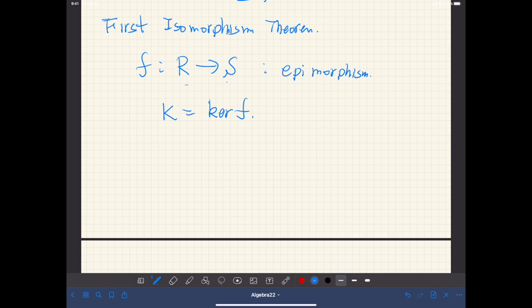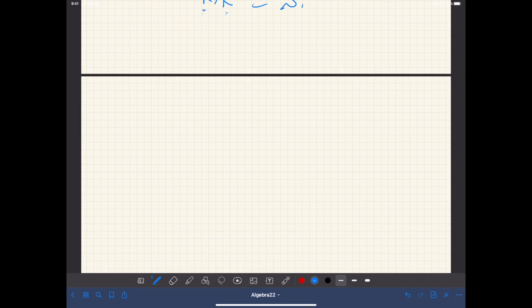Then we have an isomorphism. R by K, just like factor groups, is a ring, as we have seen before, and this ring is called a factor ring. This is isomorphic to S. Okay, let's prove this.